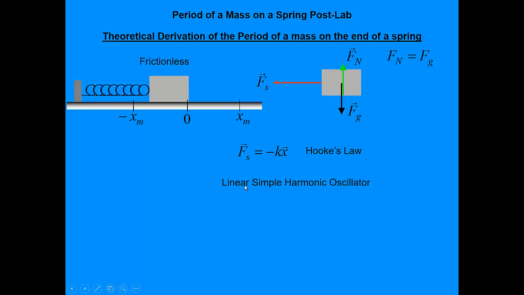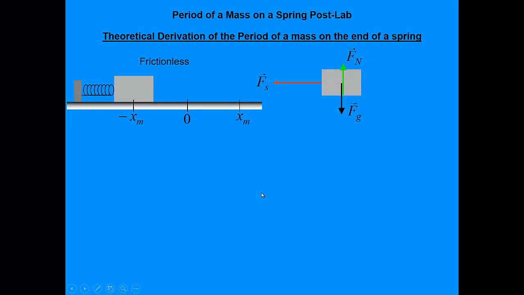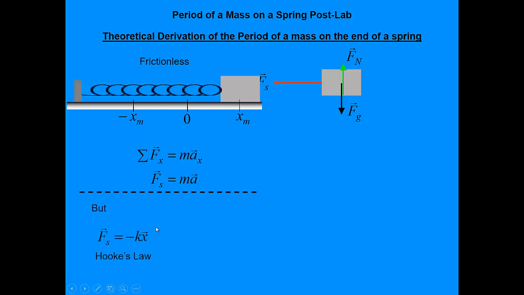We are going to stick in this class with linear simple harmonic oscillators, all right, which are a little bit easier to handle mathematically. So, force analysis, right? Net force horizontally is the mass times the acceleration, but the net force is just the force exerted by the spring. But of course, the force exerted by the spring, as we just mentioned, from Hooke's law is negative kx. Right? So we can plug that in here.